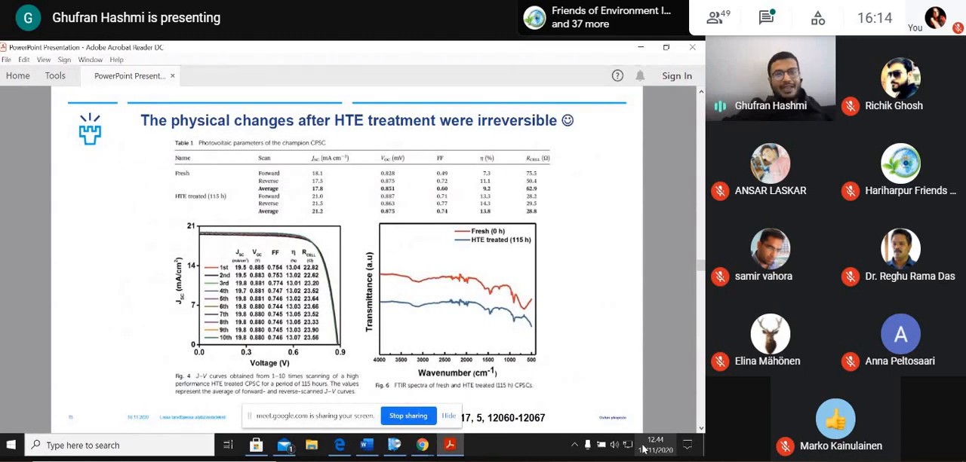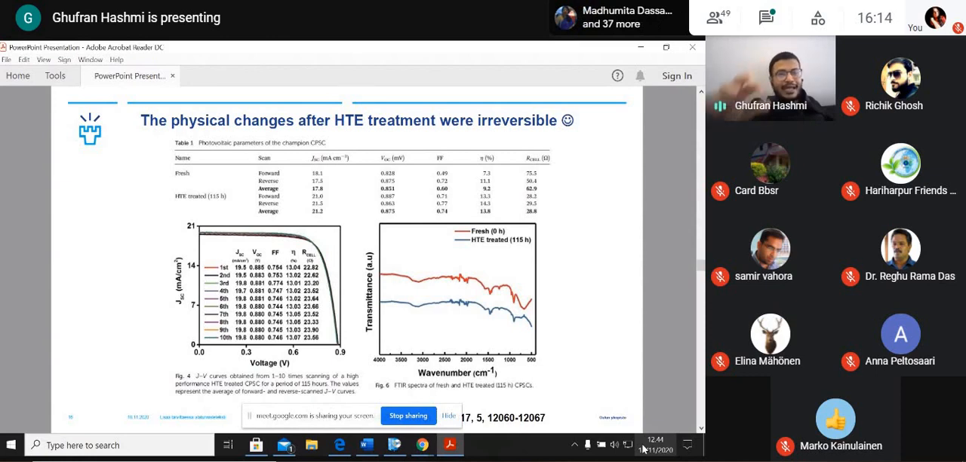So what happened, as you can see here in this table, even if you take this average from forward to reverse scan, the performance was just 9.2%, but after exposition it jumped up to nearly 14%. With the reverse scan it even crossed 14%. Of course, the active area was very small, but it gave a lot of evidence.